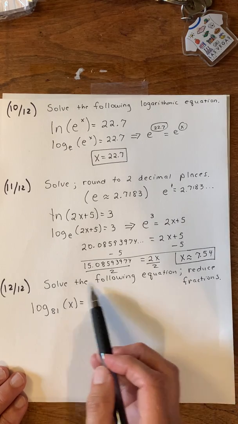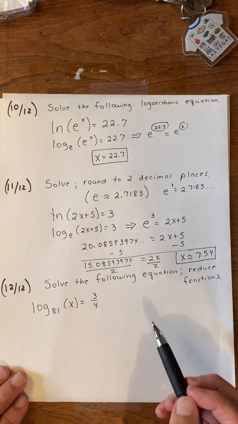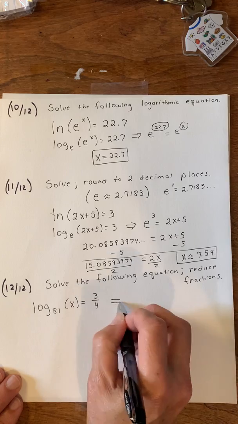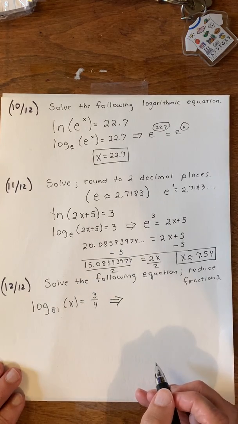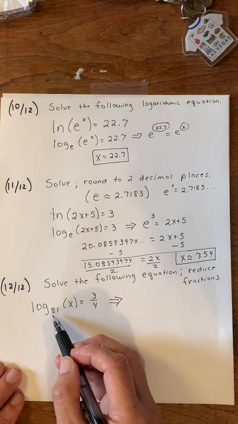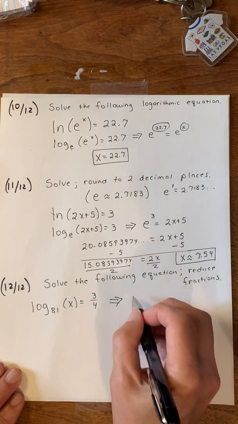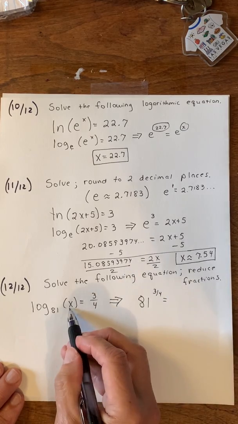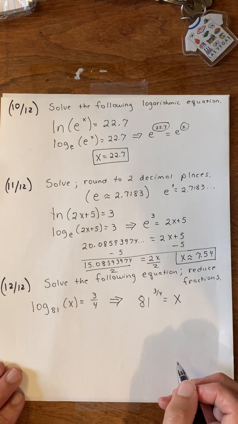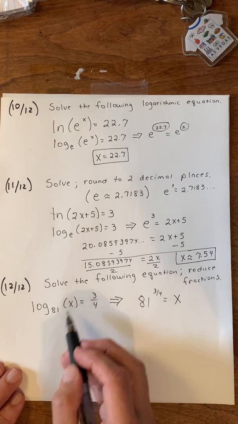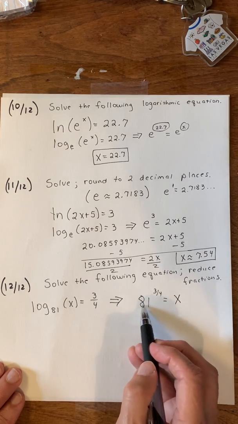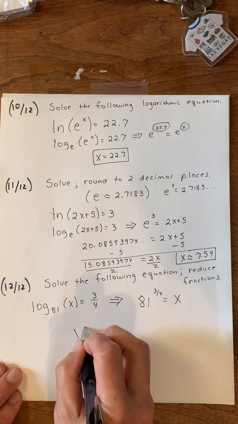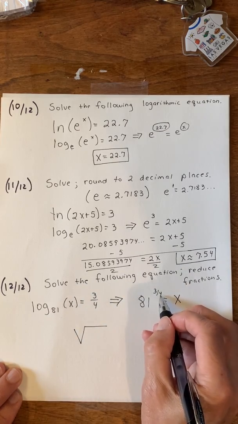All right, last one. Solve the following equation, reduce any fractions. Again, I have a logarithmic equation. I'm going to translate that to an exponential equation, and here we go. 81 to the 3/4 power equals x. Hey, this is like our 8 to the 2/3 example, right? I know what to do with this. This simply means, there's my index, the 4th root.